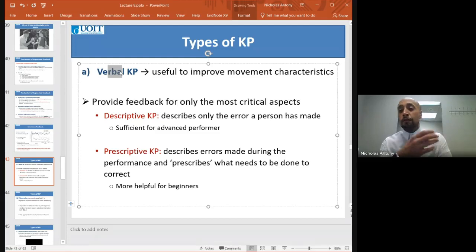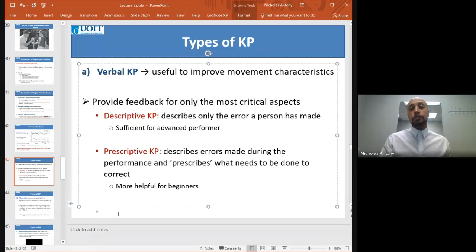So you would have Riley as a coach. Riley is having the beginners practice a skill and then is going to provide knowledge of performance for them. Okay? So you're going to give them information about their movements as they're performing the motor skill. You're going to give them feedback. That's an example of verbal knowledge of performance, or verbal KP.